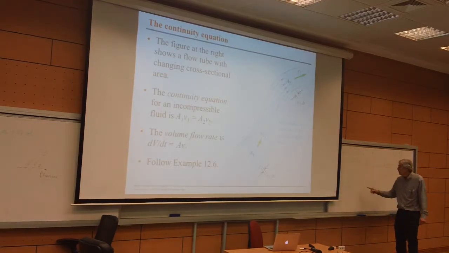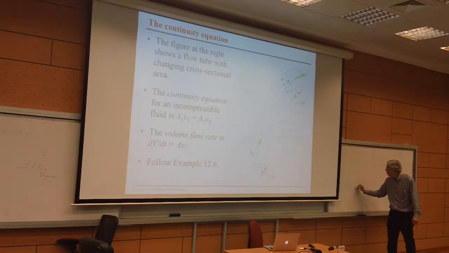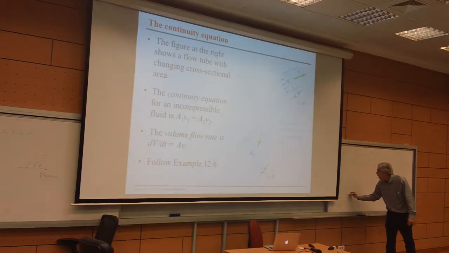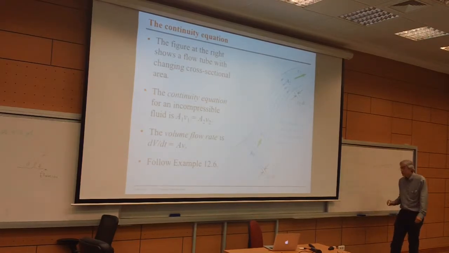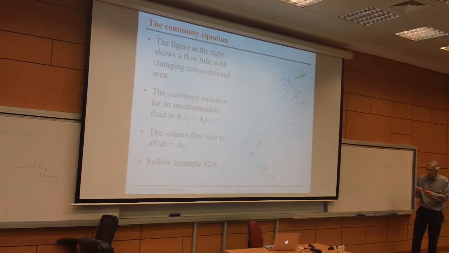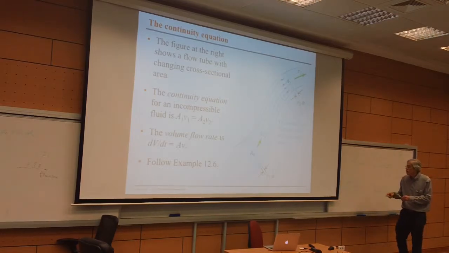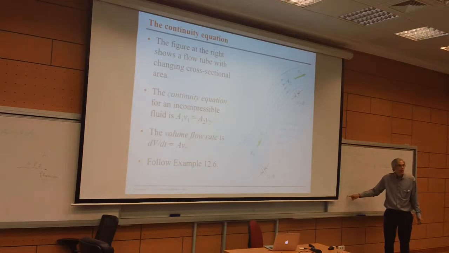Okay? And the same coming out the other end. Okay, so this is A2 times delta x2. So I can say that A1 times v1 delta t is equal to A2 times v2 delta t. Okay? So we call this the volume flux, or flow rate, the area times the velocity.